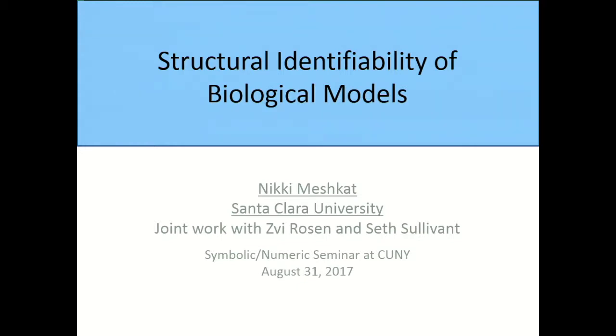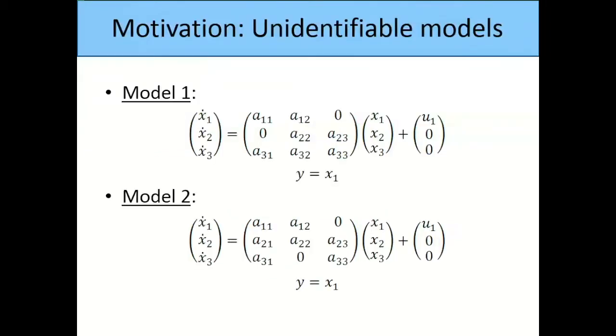So I'm going to be talking about structural identifiability of biological models. Okay, so the motivation for my talk today is this idea of an unidentifiable model, which I'll explain more precisely in a couple slides. But to motivate this, let's say we have these two models. I'll call them Model 1 and Model 2. These are both linear systems of ODEs. And notice these models are quite similar.